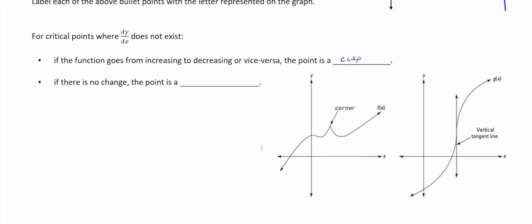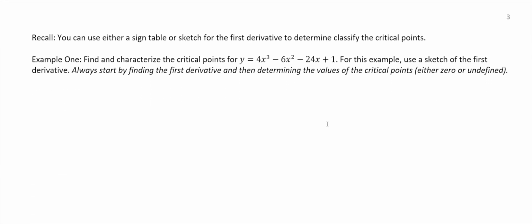If there's no change, so we can see right here, the function's increasing, so the first derivative is positive. Right here, the tangent goes vertical, and so there's no slope of a vertical line. It's undefined. And then it continues to increase. The point is basically a vertical tangent. A point where a vertical tangent exists.